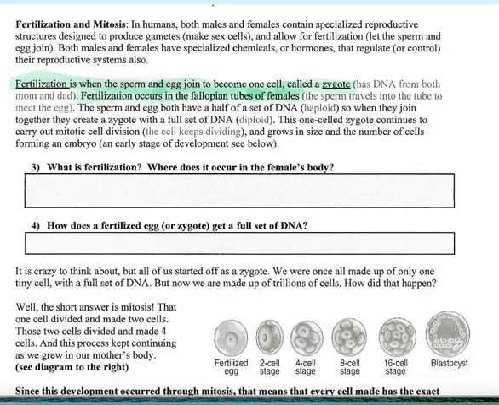How does a fertilized egg or zygote get a full set of DNA? So the sperm and egg both have a half set of DNA. So when they join together, they create the zygote with a full set of DNA. So you're writing that sentence for question number 4.